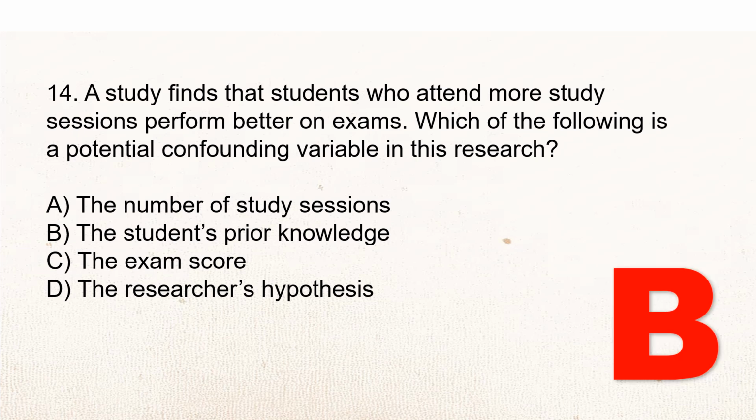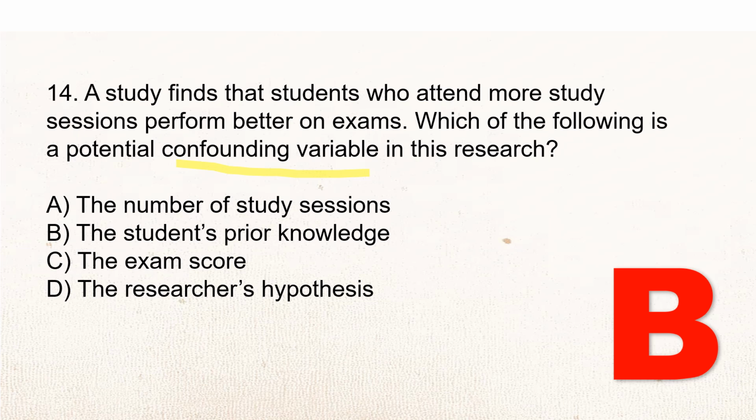The best answer is letter B. Prior knowledge could influence both the number of study sessions attended and exam performance, making it a confounding variable. What do we mean by confounding variable? A confounding variable is an unmeasured third variable that influences both the supposed cause and the supposed effect. Again, unmeasured. So in this case, the student's prior knowledge is the confounding variable.